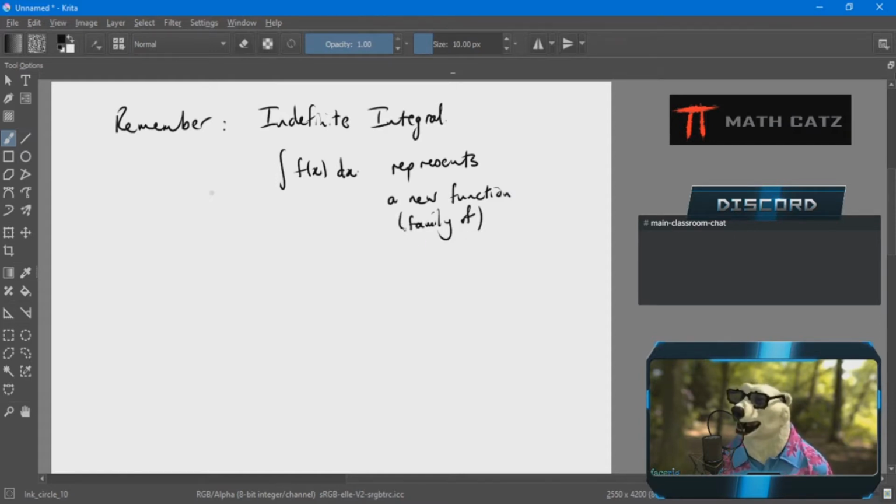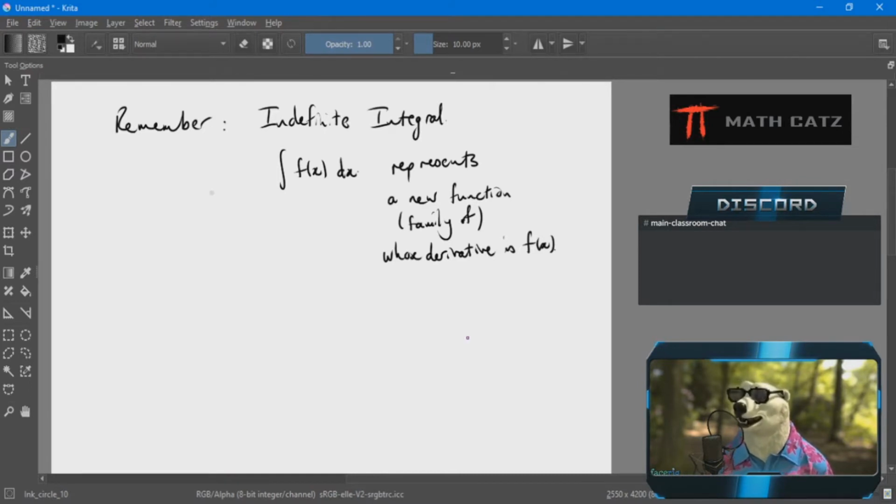and such that these functions have as derivative this f of x, whose derivative is the function in question. So it's as close as it can be the reverse of the derivative concept.